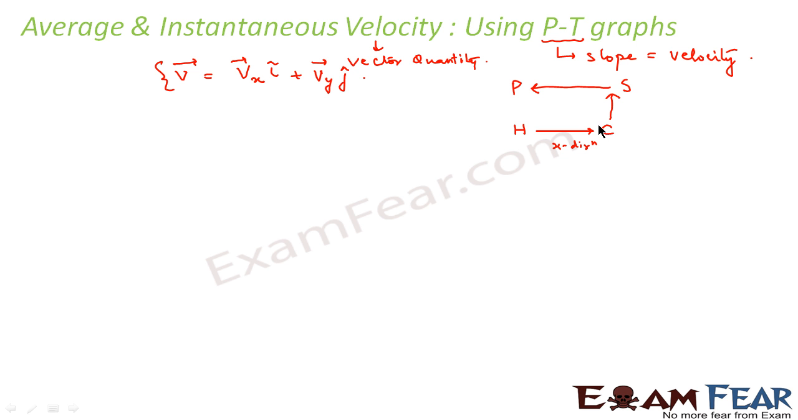Similarly, when he was travelling from the church to his school, the velocity was only along the y direction. And again, when he was travelling from the school to the playground, the velocity, or the displacement you can say, was along the x direction. But this was again in the negative x direction. Correct? So before we plot the graph, just make these things clear in your mind.